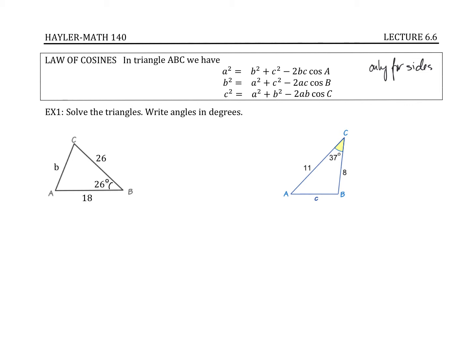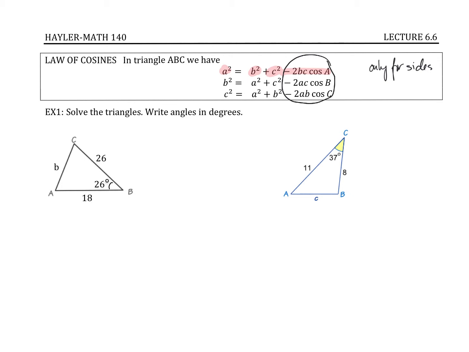In a triangle ABC, we have the following. So a squared equals b squared plus c squared minus 2bc cosine A. So it might look really complicated, and the end parts are a little harder to memorize, but you'll notice this comes pretty much from the Pythagorean theorem.